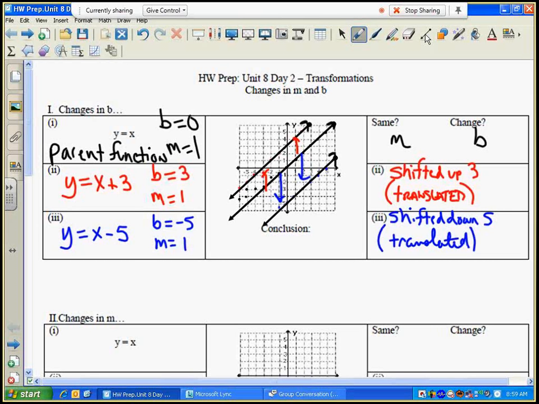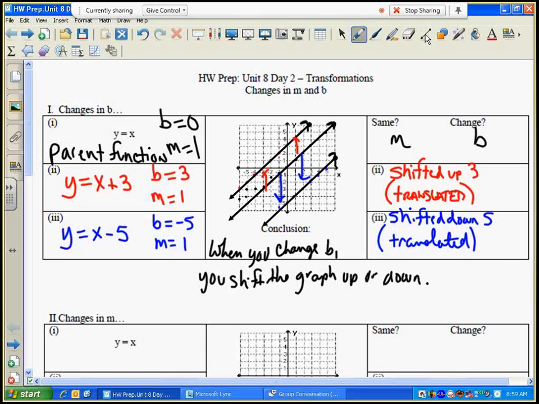So, what's our conclusion here? Our conclusion is this. When you change B, when you change the starting point, you shift the graph up or down. Okay, but notice, the slope has not been changed. The angles of the lines have not been changed. One of the things I want you guys to write on here is this. These lines are parallel. So as you come up over here, write down parallel lines. If you have parallel lines, it means that they have the same M, but different B. They have the same slope but a different starting point.